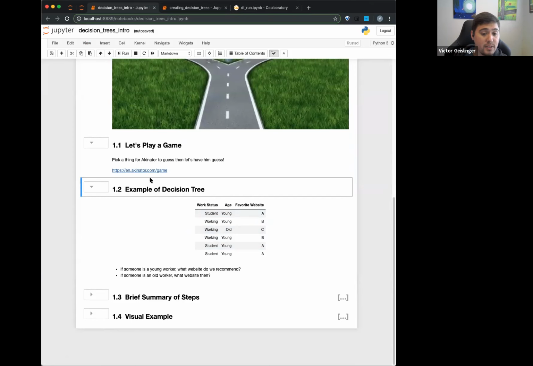So, an example of a decision tree. Imagine you have a scenario where you have your work status, your age, and your favorite website. And I ask you, based on this data that you have right here, right now it's really short, but you can imagine it very, very long, if someone is a young worker, what websites would you recommend? Websites A, B, or C? So how would you approach this? If you have someone who's a young worker, what would you recommend them?